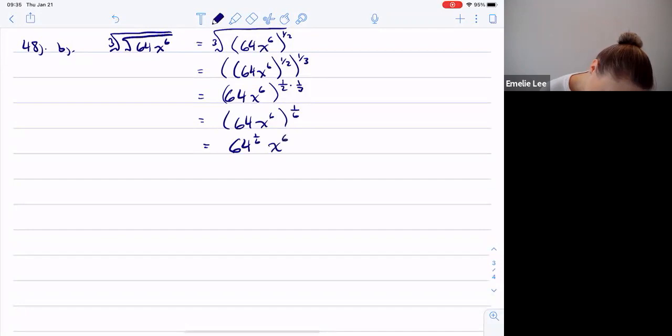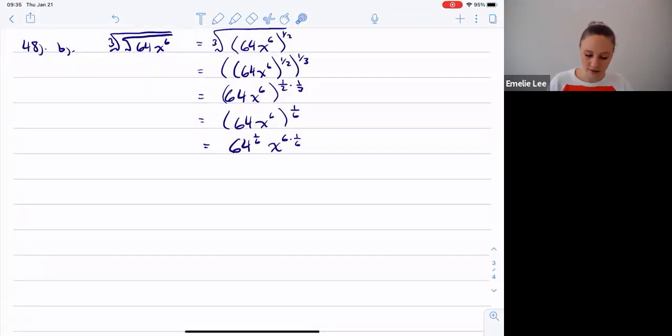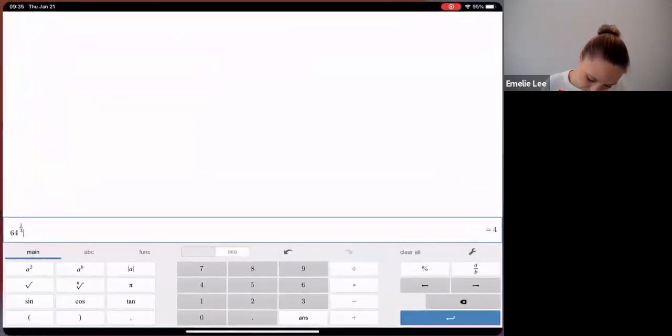X to the power of 6 times 1/6. Okay. So now here, I'm taking the 6th root of something to the power of 6. So that's going to go away because 6/6 is just 1. So x to the power of 1. So that's how we cancel roots, right, is by raising them to the power of 6, or to undo powers, we take the root. So let's try 64 to the 1/6 on the calculator.